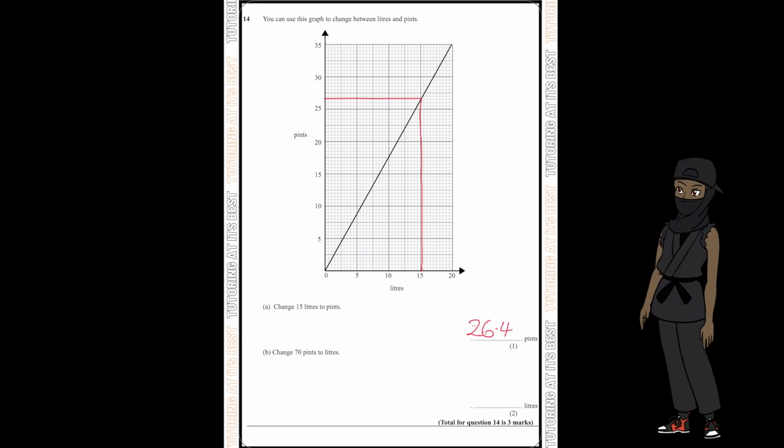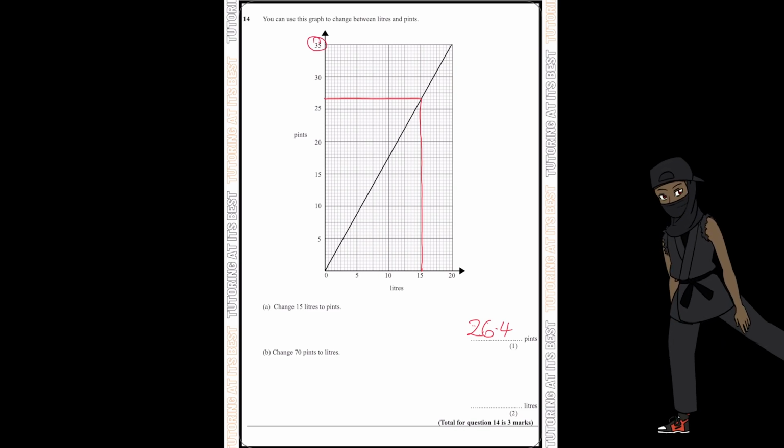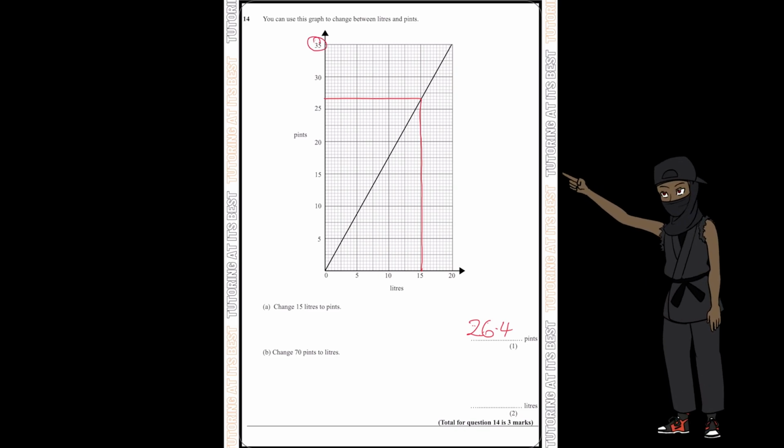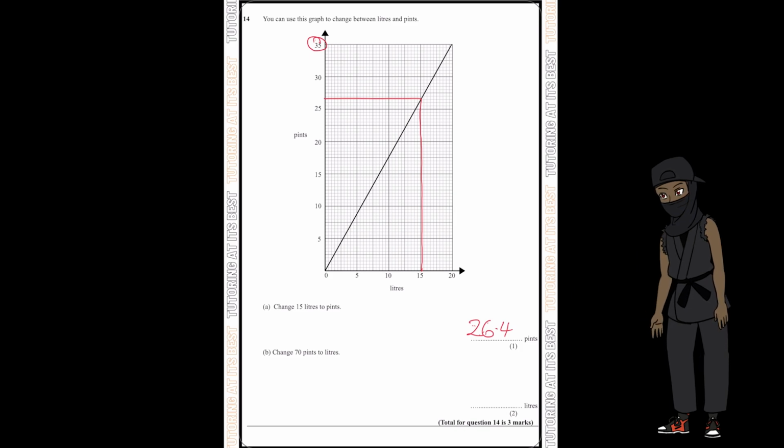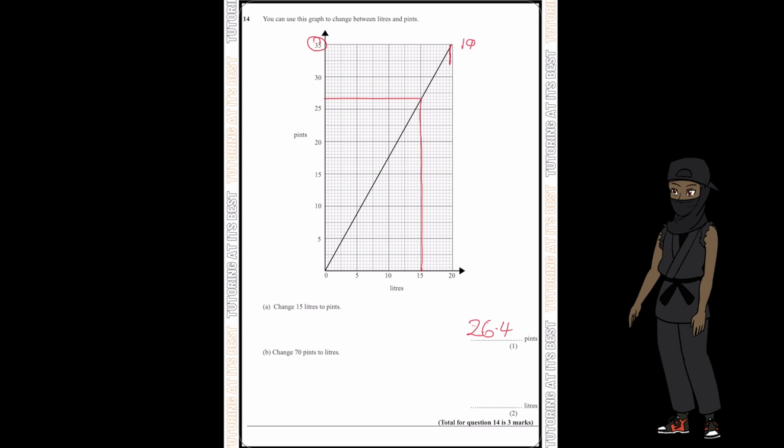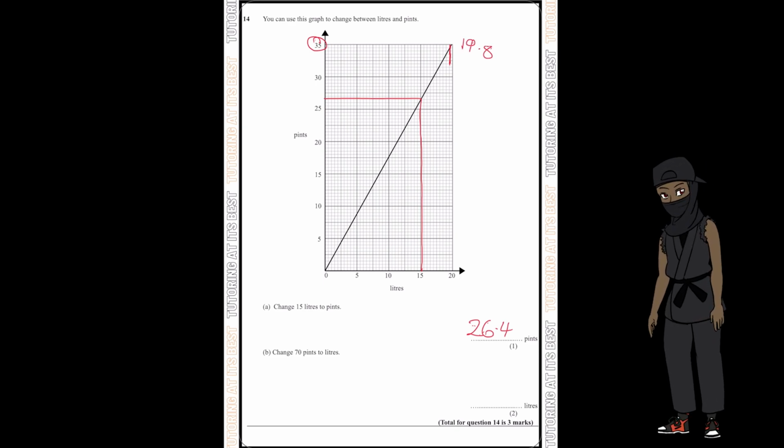There we are. And now for changing 70 pints to liters. We haven't got enough pints. We've only got 35 to show for here. So we'll understand that if we go for 35 pints, that brings it down to something very close before 20, which we can say is 19, let's say 0.8, for instance.